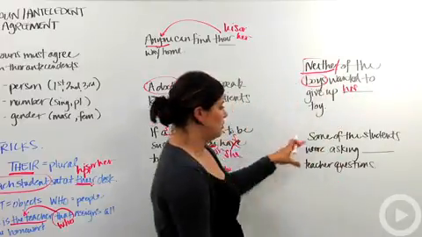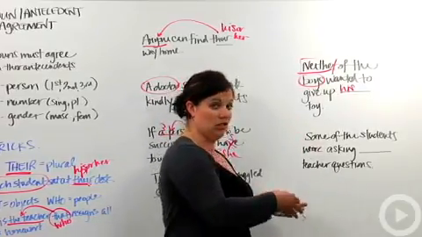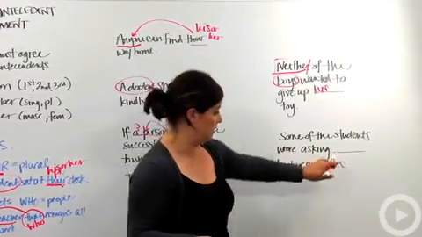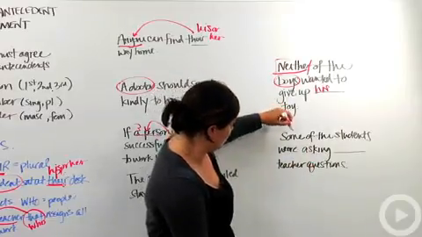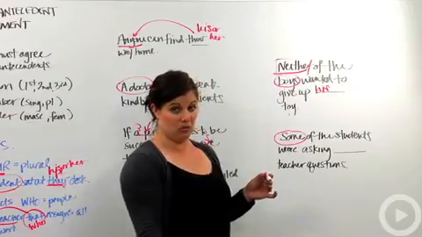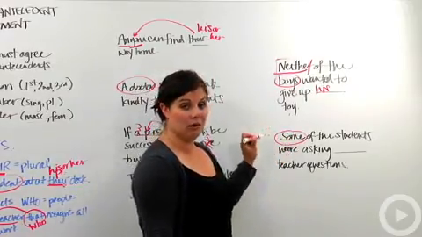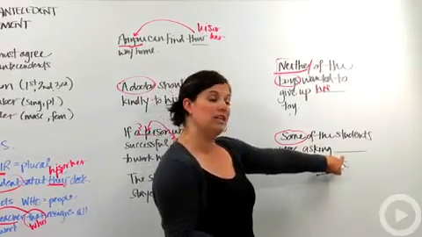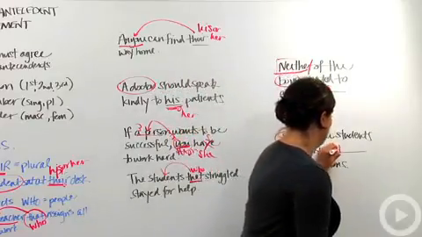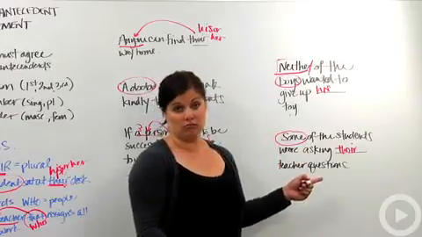All right, and the last one, let's take a look at. Some of the students were asking his teacher, her teacher, their teacher questions. So we've got to really boil down, if this is our pronoun, what's it referring back to? It's not referring to the students, it's referring to some of the students, which is one of those indefinite pronouns. But remember, some is an indefinite pronoun that's plural, which means we need to make this plural as well. So it would be some of the students were asking their teacher questions.